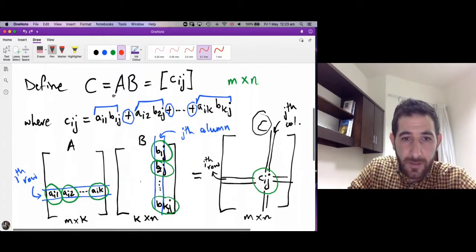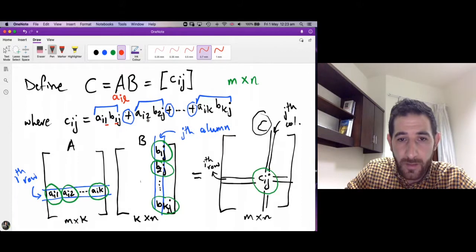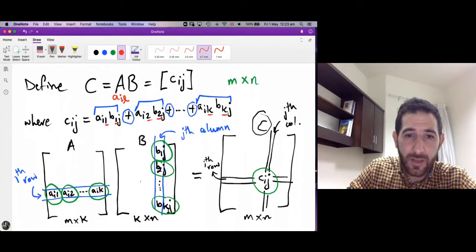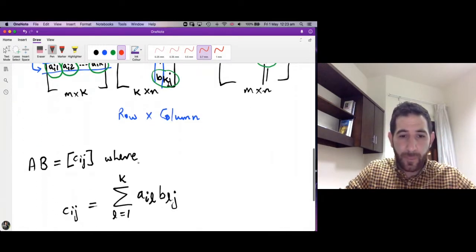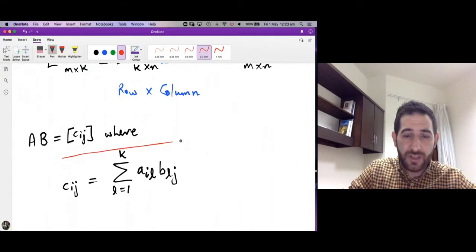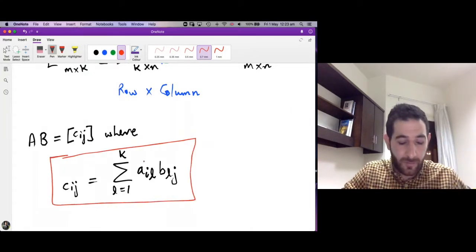It is of the form, look, I is fixed here, and then we have the counter L, where L ranges from 1 and then 2 up to and stops at K. So AIL BLJ, and this counter L ranges from 1 up to K. So that's why this is the ijth entry in the product. This is the formula for the product.